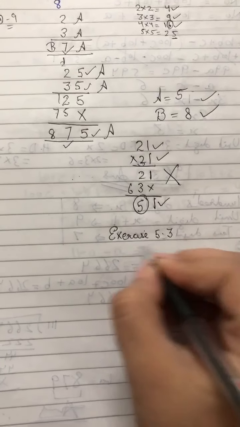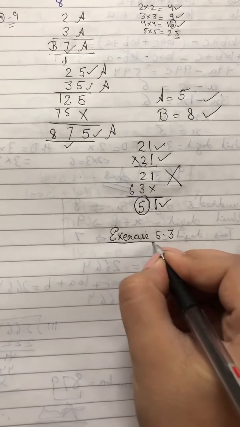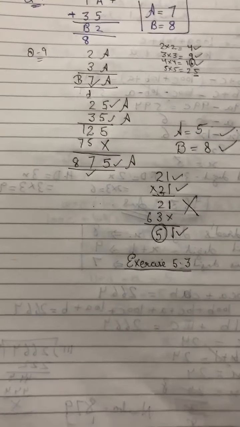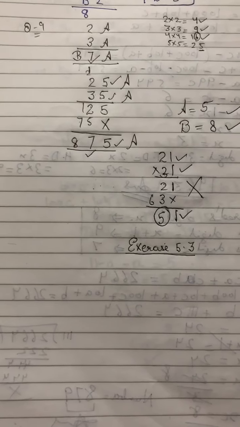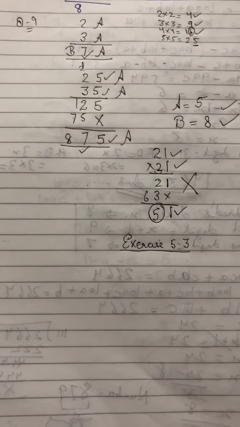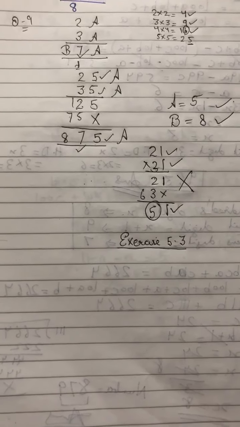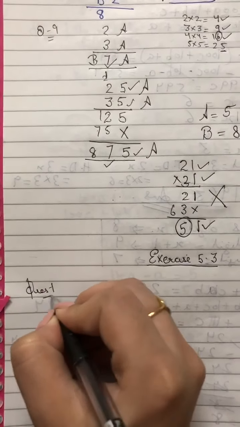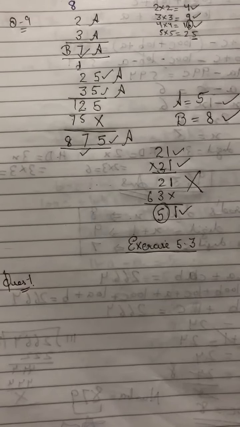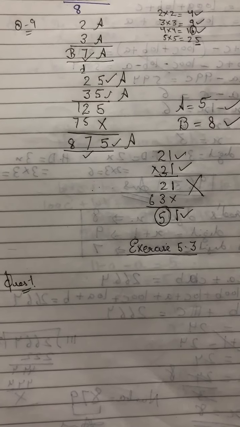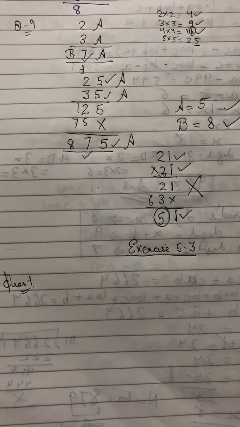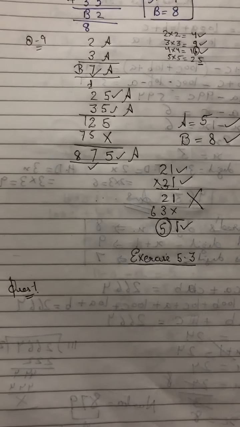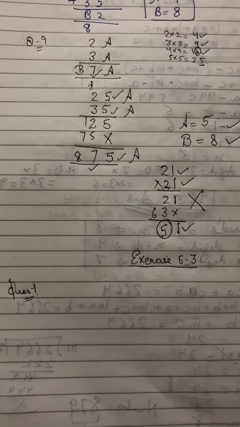5.3, right? So make sure you have the books also when you are watching this video in order to read the question properly. Okay, so question number 1 is, which of the following numbers are divisible by 5 or by 10? You have to tell whether the given numbers are divisible by 5 or by 10.